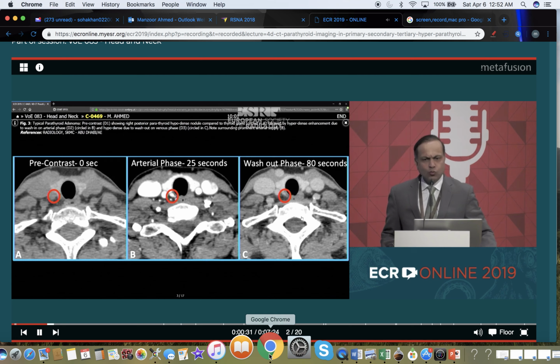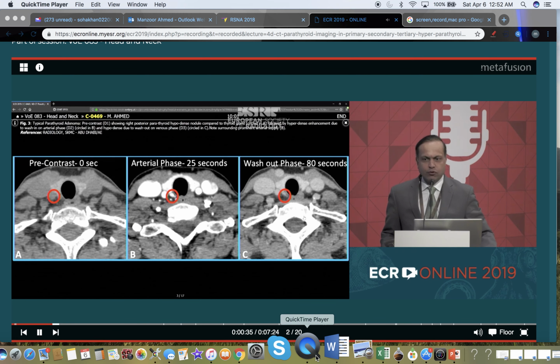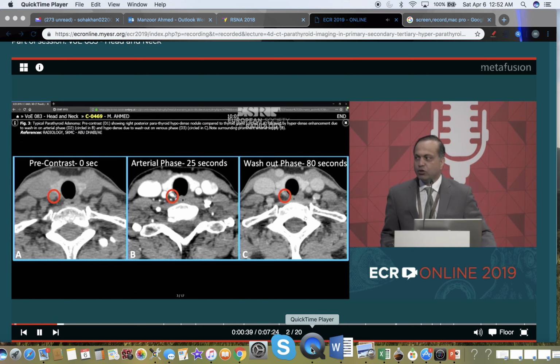And why do we do 4D CT imaging? What's the need of it? Of course, the number one need is to identify parathyroid adenomas in primary hyperparathyroidism, right? What is the second need of 4D CT?